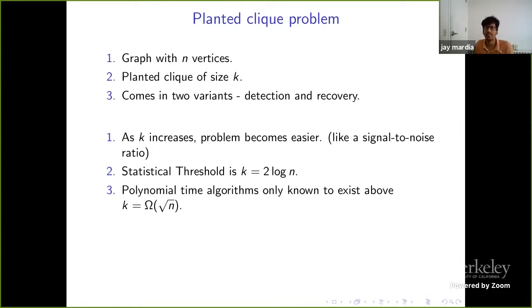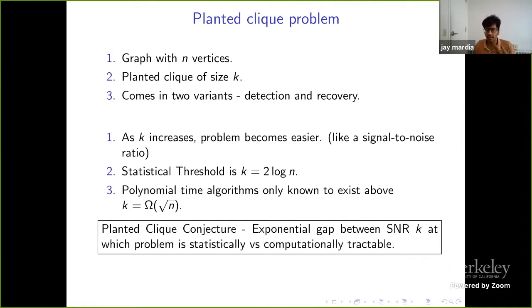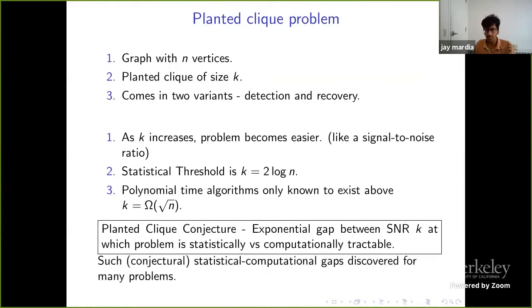In fact, if k is larger than 2 log n, then we know that information theoretically, both the detection and the recovery variants are solvable. That's great. However, we only know of polynomial time algorithms to solve these problems if k is much, much larger, on the order of square root of n. And in fact, decades of research has solidified the belief that this is indeed the best we can do. And there is an exponential gap between the signal to noise ratios at which this problem is statistically versus computationally tractable. This sort of gap, called a StatComp gap, is believed to exist for a wide variety of problems, not just this one.